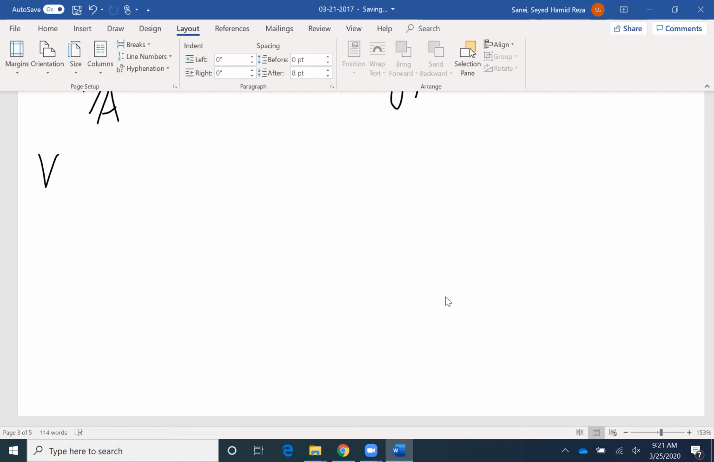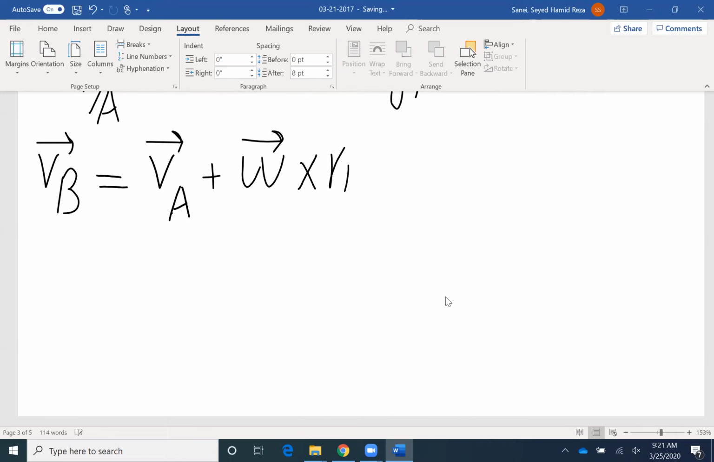So VB is VA plus VB with respect to A, or omega cross RBA. We are talking about cross product, so the direction is important. VB, we found the value for VB. We broke it down into its Cartesian component.